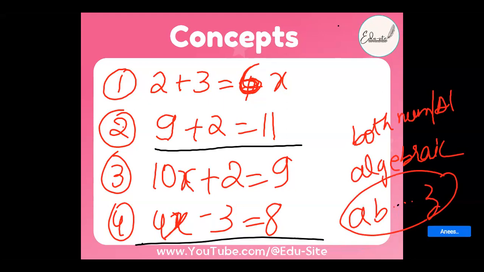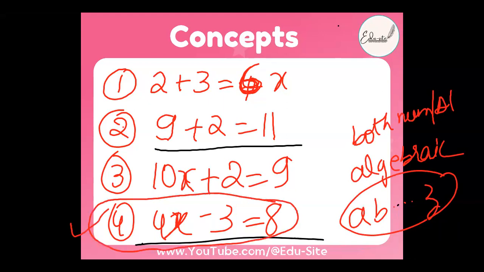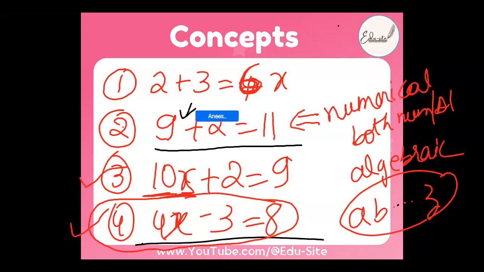Fine, Vita? So this has numbers and alphabets. 4x has alphabets and numbers. Correct. 10x also has numbers and alphabets. But does the second have numbers and alphabets? It just has numbers, so this is called a numerical equation. Sorry, you have just read it wrong. So it is 9 plus 2 is equal to 11.